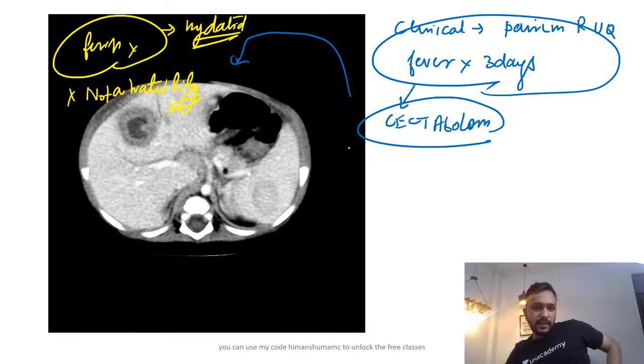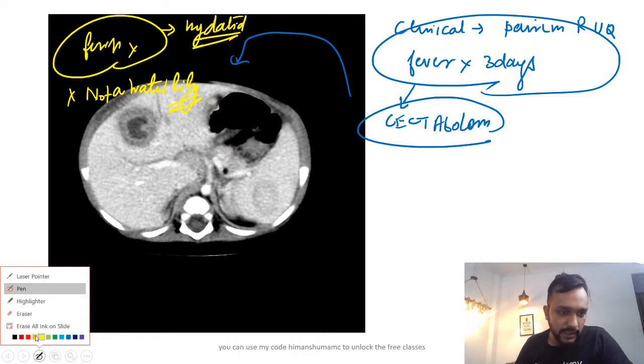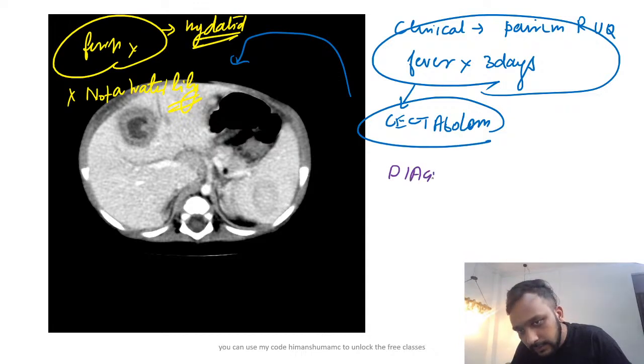Okay, a hypodense peripherally enhancing lesion seen in segment 4/5 of the liver, which is showing peripheral enhancement. The patient presented with pain in the right upper quadrant and fever for the past 3 days. The lesion is already being shown to you guys. You just have to tell the diagnosis here. Anyone with the diagnosis, guys? What is your diagnosis for this case?